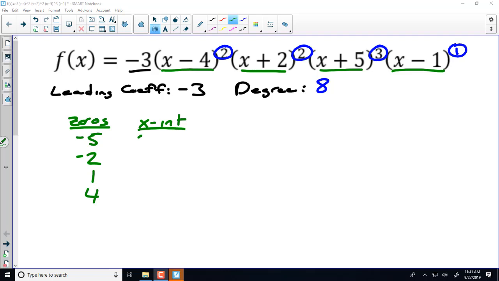Once we identify our zeros, we can turn those into x-intercepts because they're all real numbers. So our x-intercepts are going to be (-5, 0), (-2, 0), (1, 0), and (4, 0).